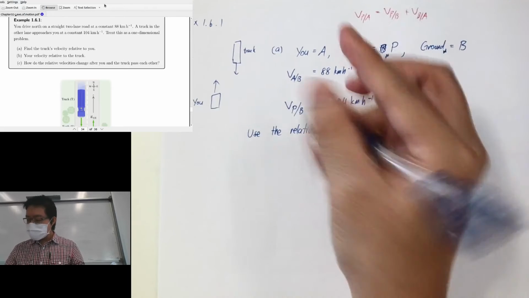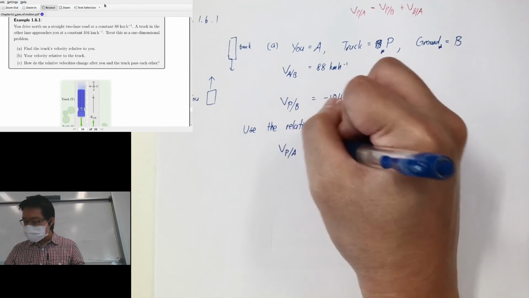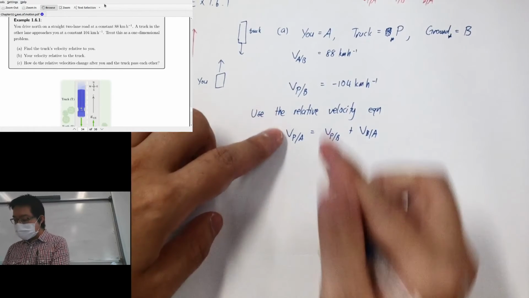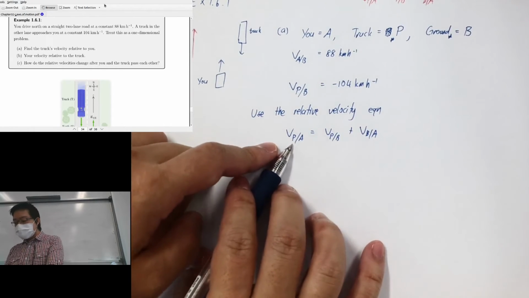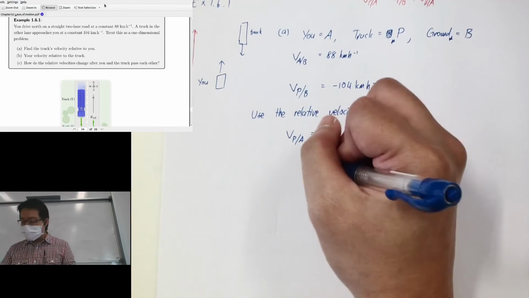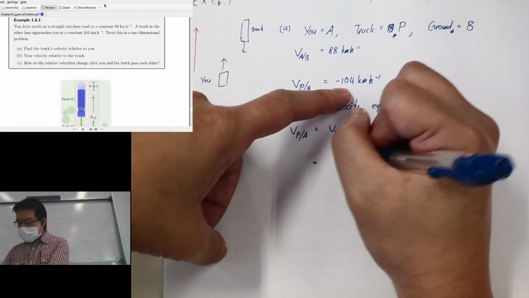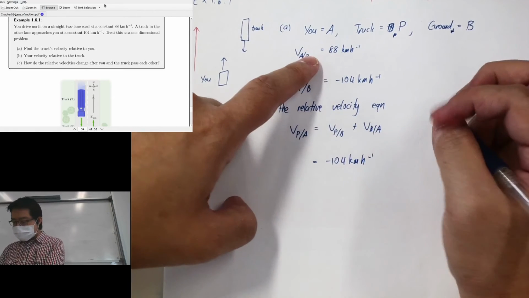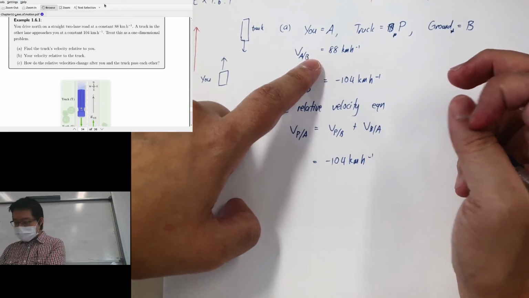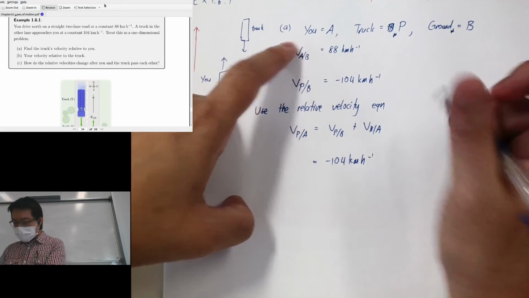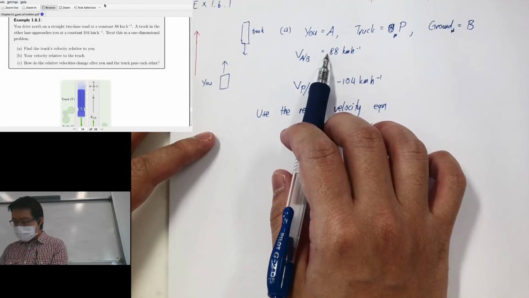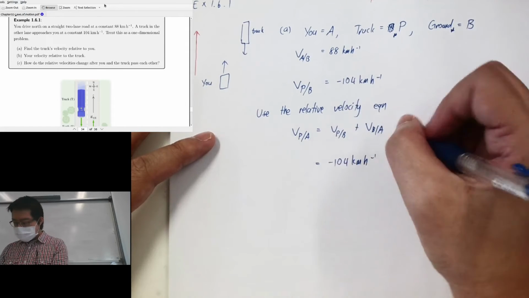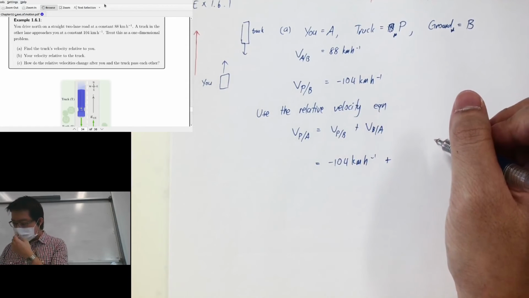Okay, so the relative velocity formula is what we just derived, right? VPA is equal to VPB plus VBA. VPA is the truck relative to you, which is what we want to calculate. And VPB, we got this to be minus 104. And VBA was 88 relative to the ground. Plus, wait, is there a mistake somewhere?